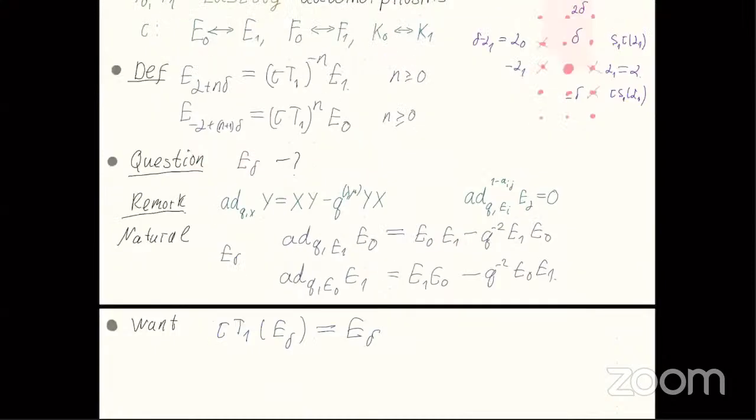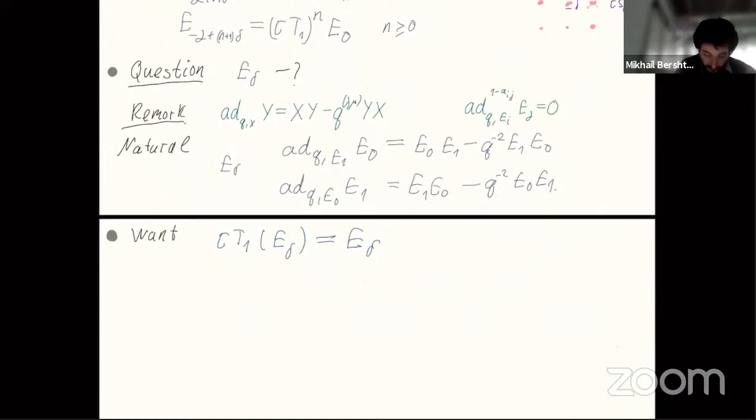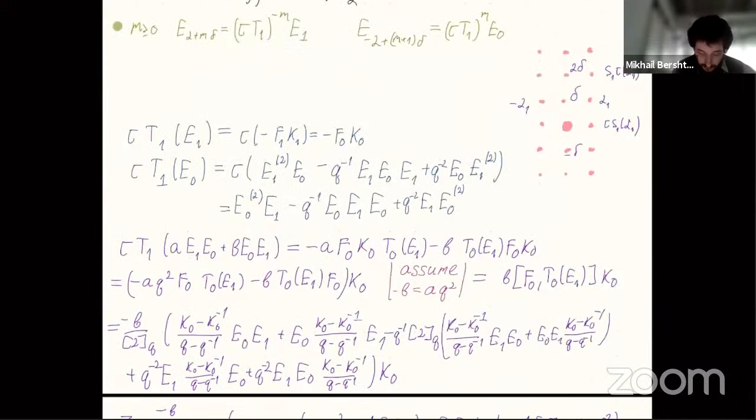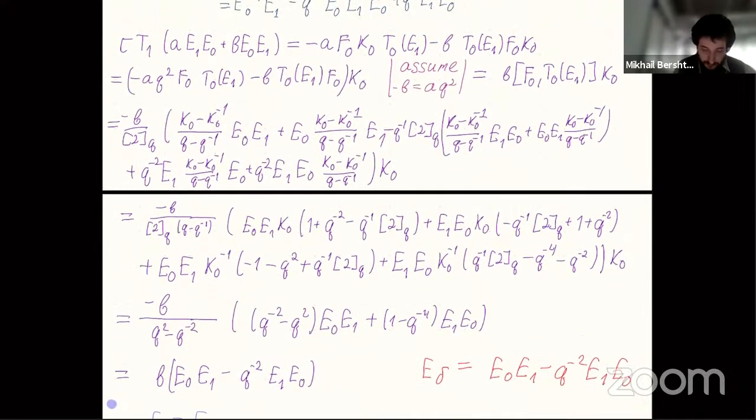So thank you. Anyway, we have to calculate. We have to act by tau T1 on something. In principle, we can write here whatever we want. Is it okay for you if I just show you the calculation, or maybe we do this slowly? I have prepared it, so let me show it. We want to calculate the action of tau T1 on some combination of E1 E0 and E0 E1.